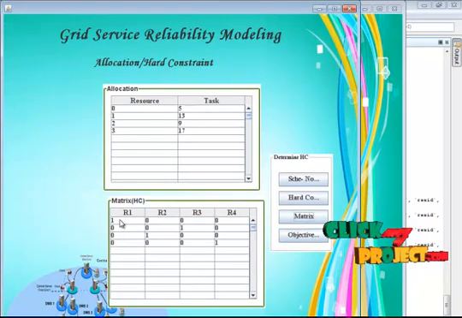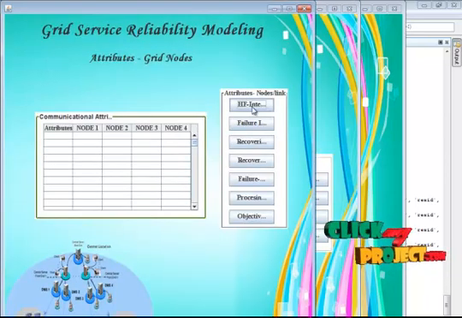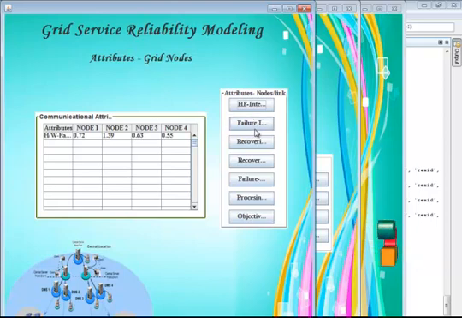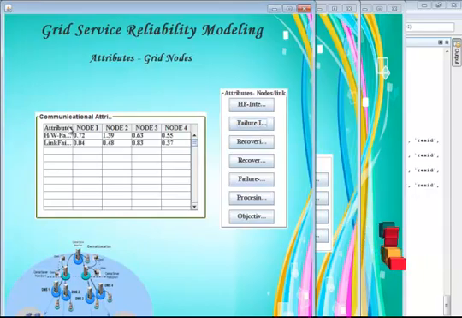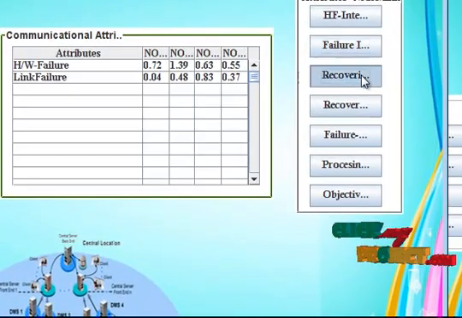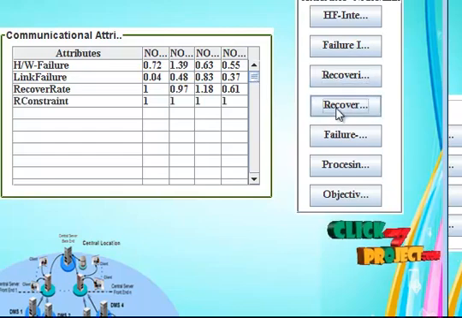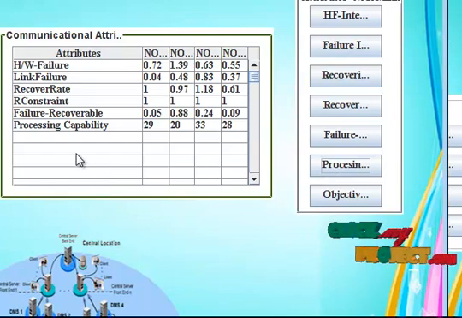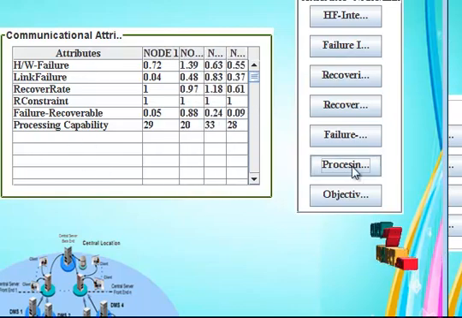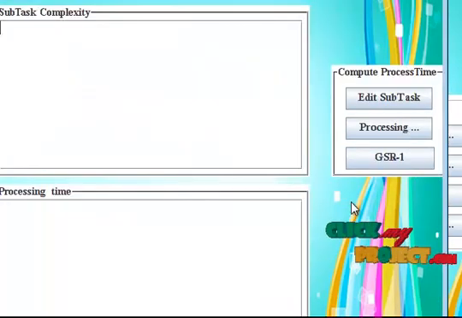So this task is present at R1. The second task is allocated at R3. That is the concept of the hard constraint matrix. And after that, the constraints such as failure intensity and all those things are estimated. So the failures are evaluated, and then recovery rate, and recovery constraints, failure recoverable, and then the processing capability of these nodes, node 1, node 2, node 3, all those things are estimated. So these are the attributes.